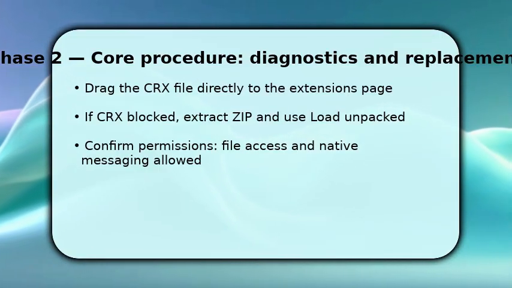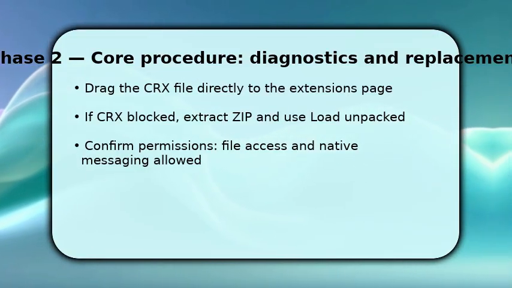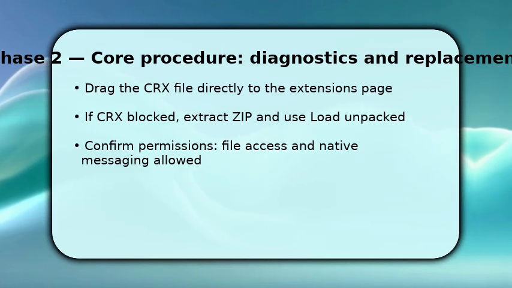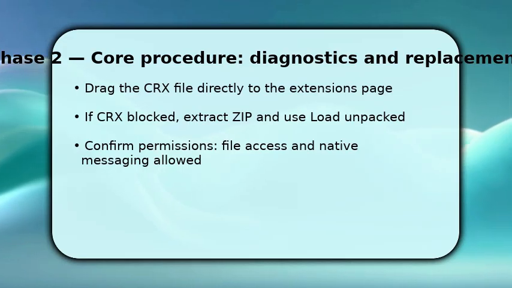Chrome prompts to add the extension. If Chrome blocks CRX installation, extract the CRX or ZIP into a folder and click Load Unpacked, then select that folder. This bypasses the block while keeping the extension intact.